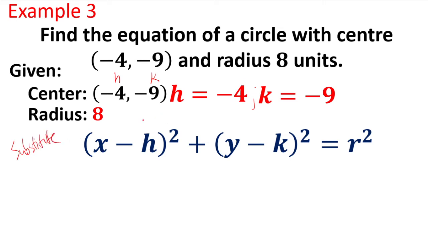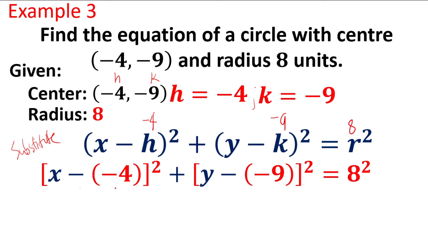Yung h natin magiging -4, yung k magiging -9, at ang r, papalitan mo ng 8. Okay? So, you will have x minus quantity -4 quantity square plus y minus quantity -9 quantity square is equal to 8 square. Tapos, negative and negative, positive, negative and negative, positive.